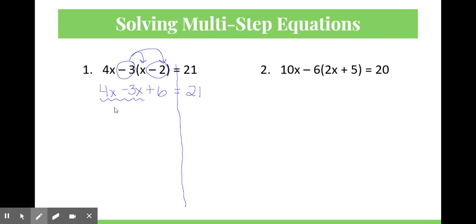So I simplify by doing exactly what it says. 4x minus 3x is just 1x. The +6 is a constant, and there's no other constants on the left side of the equation, so I just bring it down. Equals 21. Step 3, solve the equation, and it's probably a 2-step equation. So, find your variable, box it off. Outside of the box is a +6. To undo that, I need to subtract 6 from both sides. These will cancel. I bring down 1x equals 21 minus 6 leaves me with 15.